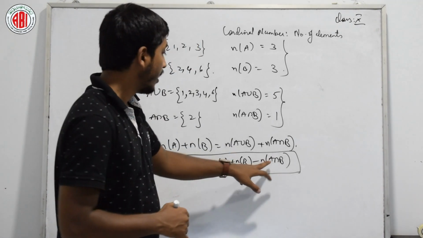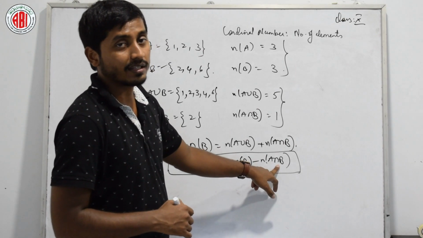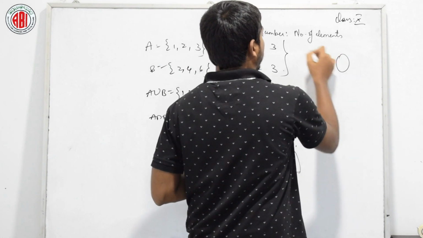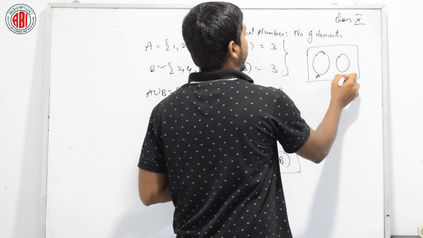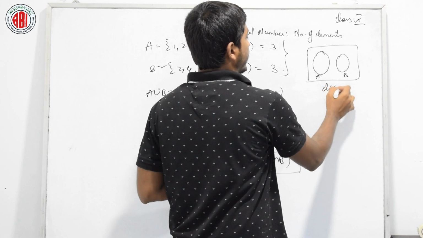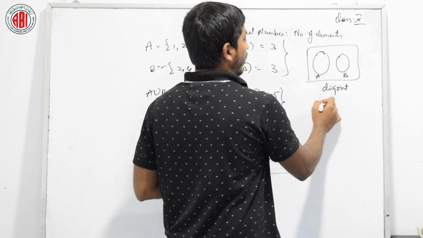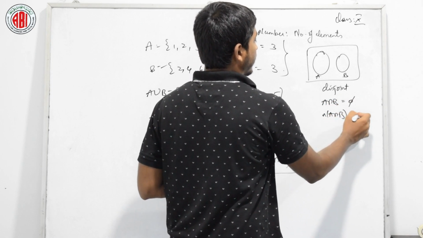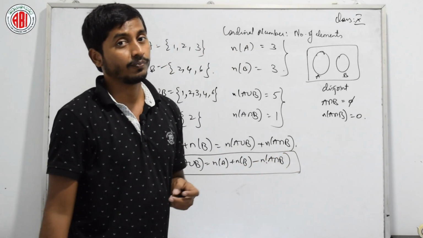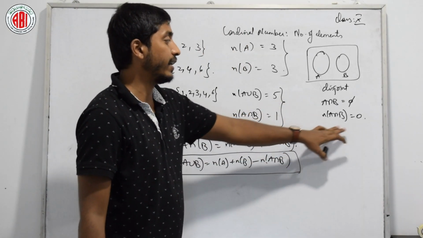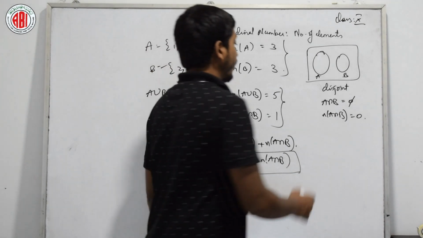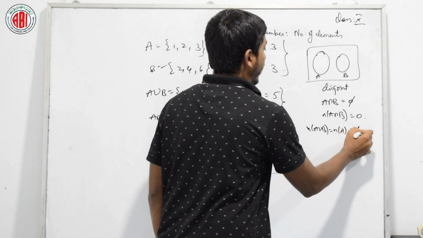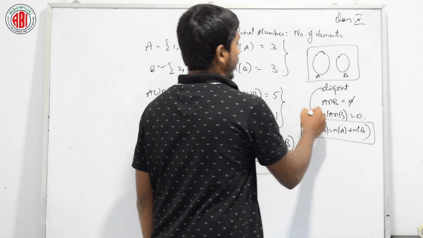And one more thing. Will there be any number for the intersection if two sets are disjoint? See here, if these are two sets which are not joined and there is no common element in them, these are disjoint sets. Is there any common element? Therefore the number of elements in A intersection B is 0. Remember that term. For disjoint sets, n of A intersection B is 0. Then we can directly write, for disjoint sets, n of A union B is nothing but n of A plus n of B.